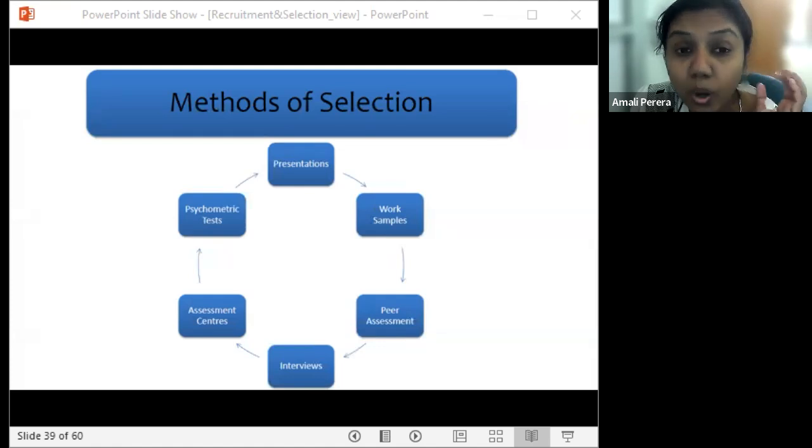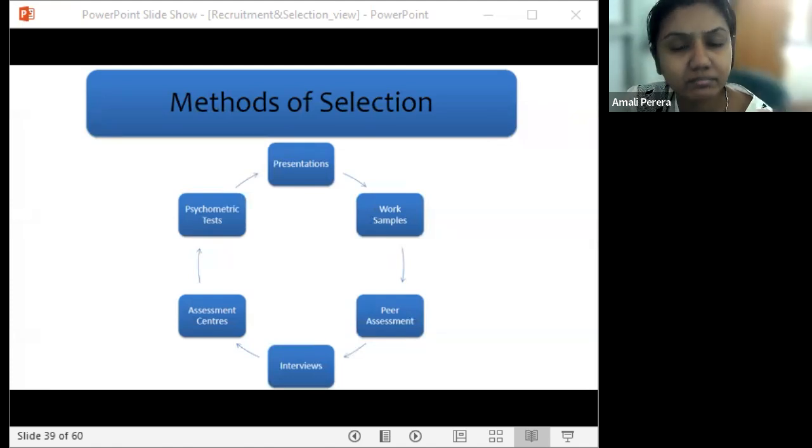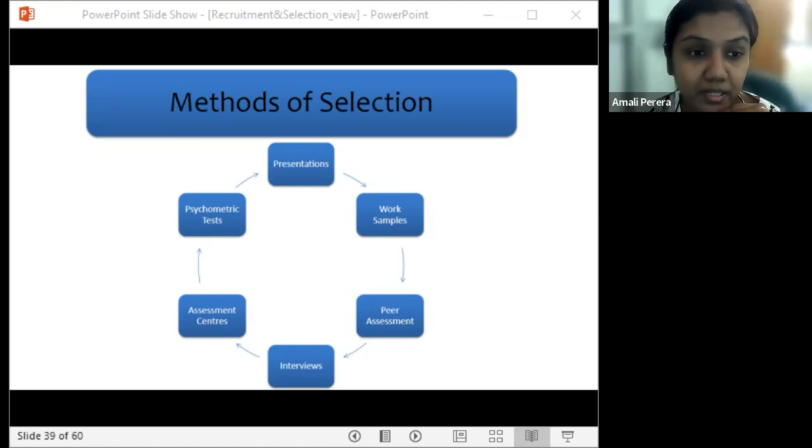So those things are called work samples. Then we have peer assessment. Peer assessment is not a very familiar method in companies, but it is useful in colleges, where your colleagues in different classes will evaluate you and give feedback to the management. So through peer assessment, there is a way of getting selected. And interviews, of course, we have done a thorough study on interviews. Assessment centers means a center where your skills, attitudes, knowledge, and everything will be assessed.